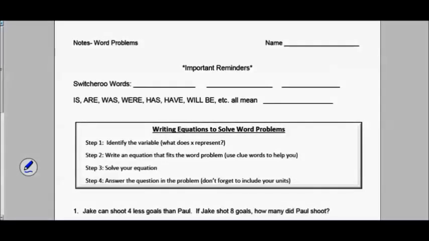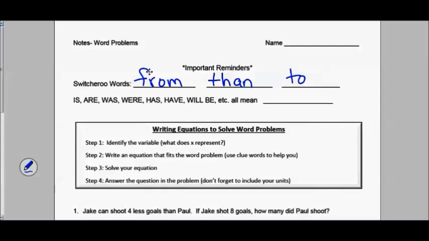For the last video in our two-step equation series, we're going to talk about some word problems. But before we get to actually translating and solving our word problems, there's a few reminders that I wanted you to be aware of. Switcheroo words are going to come back into our translating. So in case we forgot them, they are from, than, and to. To is spelled T-O, not the number 2.